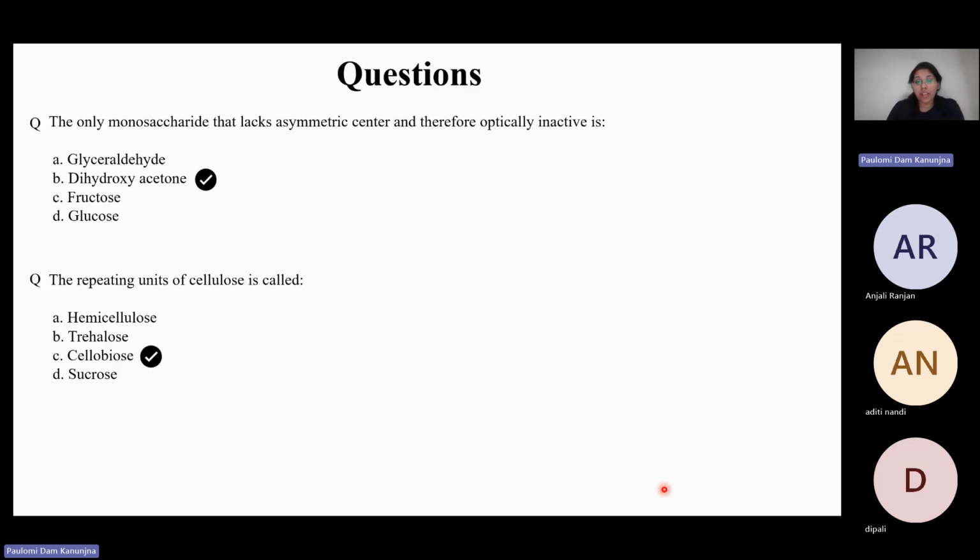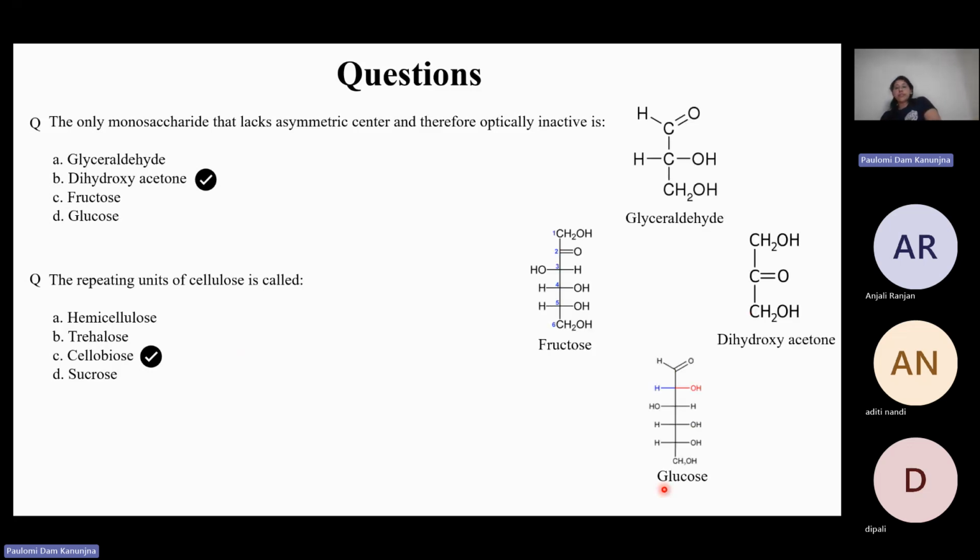Okay. So I think the confusion is because it's just not no. The repeating unit of cellulose is called a cellobiose unit. Okay, let's look at the first one.